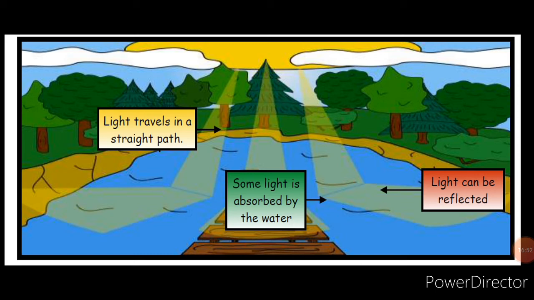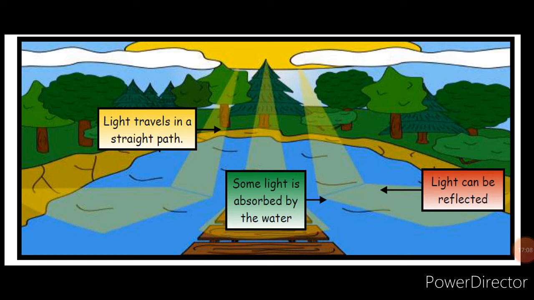Some light sometimes is absorbed by water. What do I mean by absorbed by water? The light will enter the water and then you will not see it again. It just goes straight into the water. At the same time, some light will bounce off.